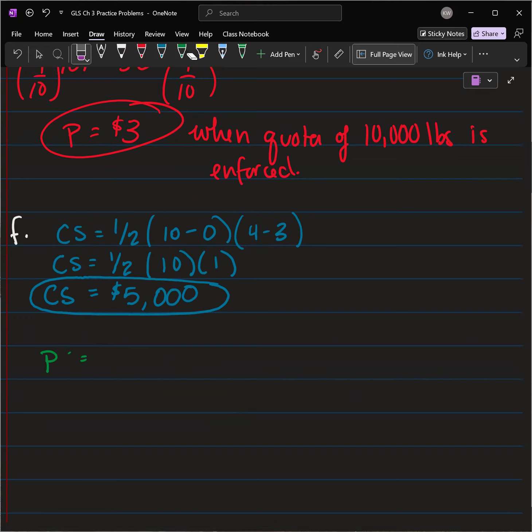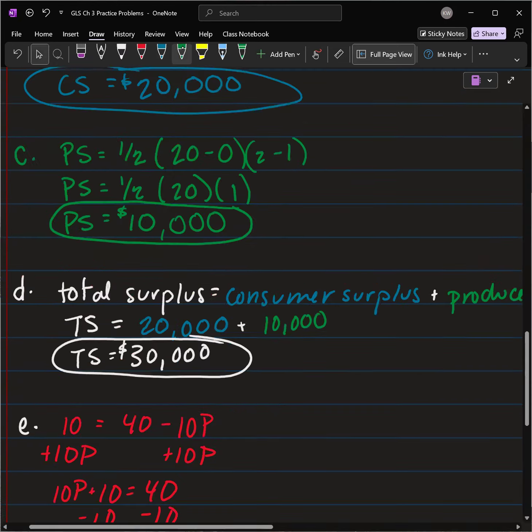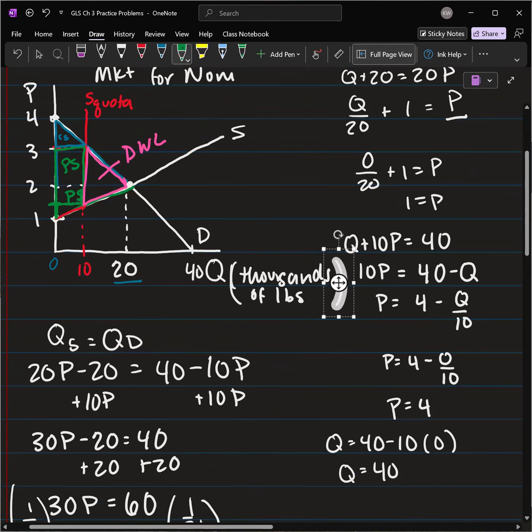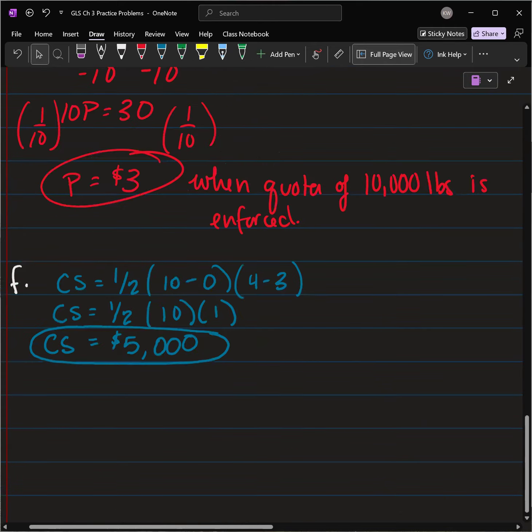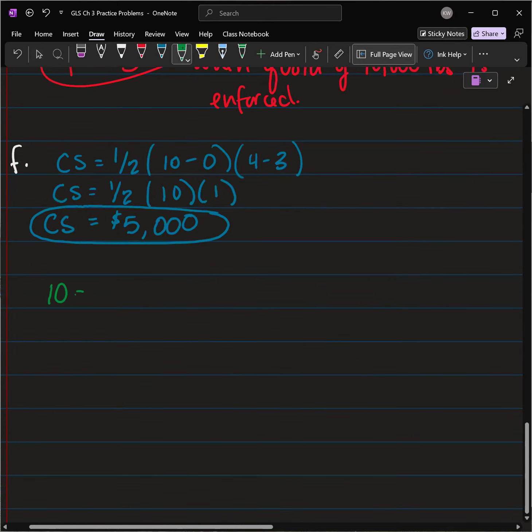All right, so in order to find producer surplus, we're going to add the area of our triangle to the area of our rectangle. But to find the triangle, we need to find the price at which producers are willing to provide 10,000 pounds of noni. So we're going to take our supply equation and substitute 10,000 in. So we'll have 10,000 equal to 20 times the price minus 20. And then we're just going to solve for that price.